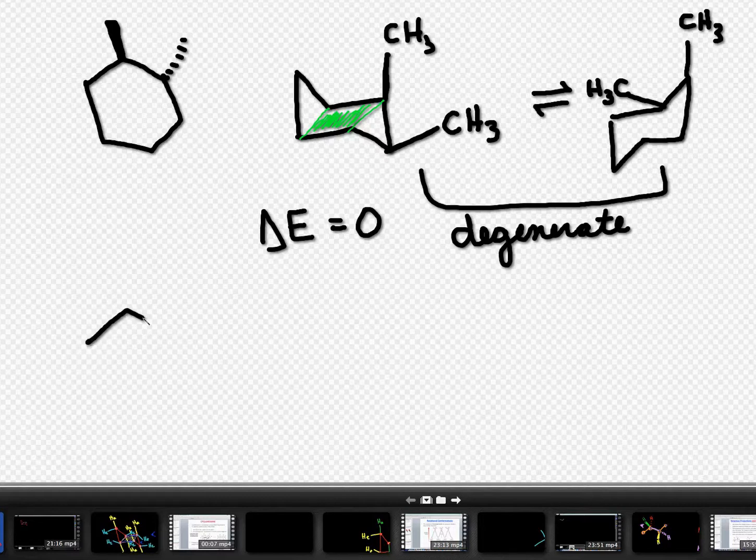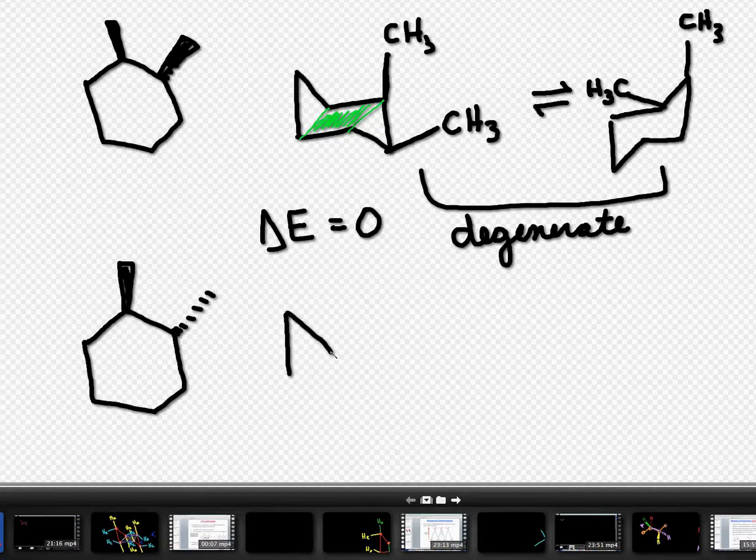Now let's consider 1,2 trans, and we've already seen the answer for this one as well. I just realized I drew 1,2 trans for this guy. I meant to do 1,2 cis. Here's 1,2 trans. Again, chair conformation. I will have both axial, which is not nearly as good as having both equatorial.